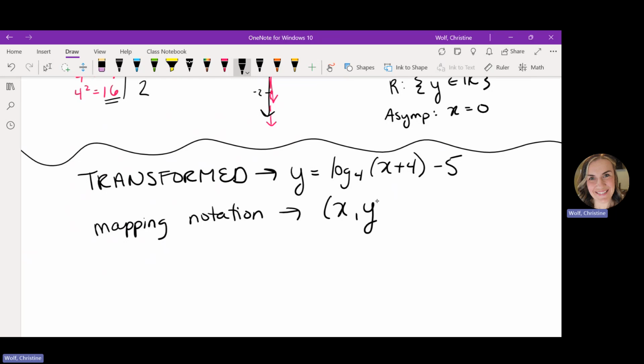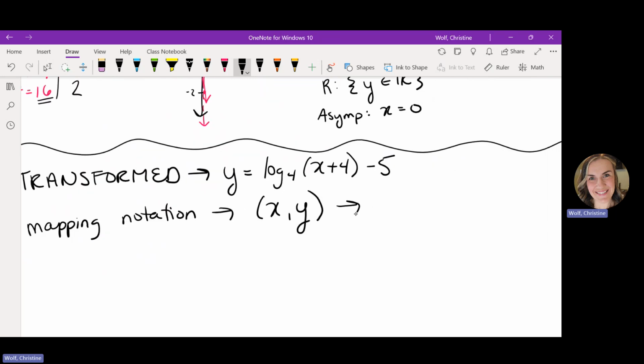Remember with mapping notation, we took our original XY and we drew an arrow and we asked ourselves, what would our new XY be? And we put the transformations in there. So this value right here, your H affects your X. You know that all of your X values will be shifted left 4. So remember, you have to switch that symbol. And then all of your Y values are affected by this K. And that symbol won't change. So all of your Y values, minus K, sorry, minus 5. All of your Y values will go down 5.